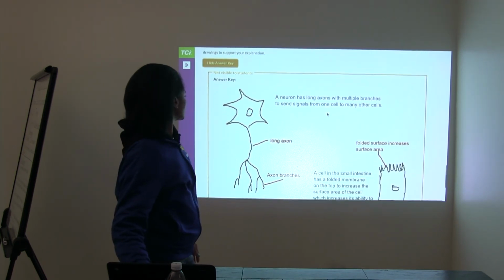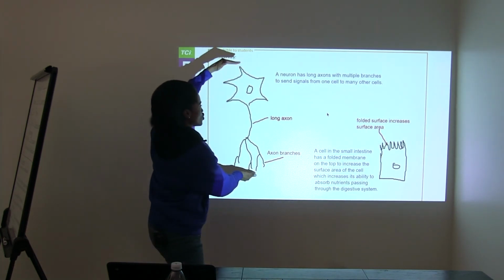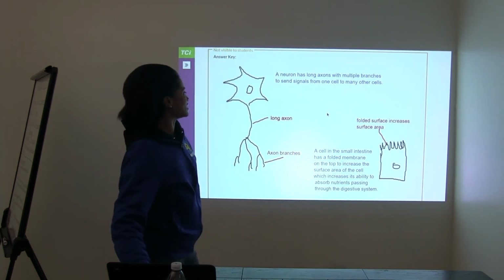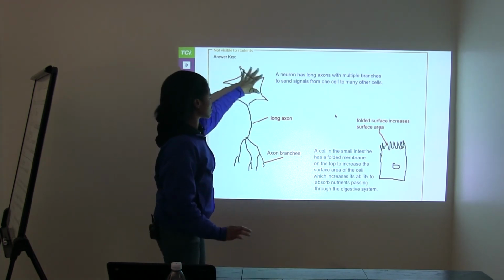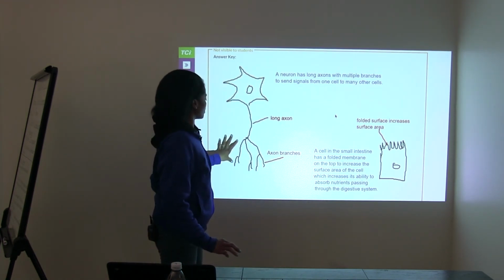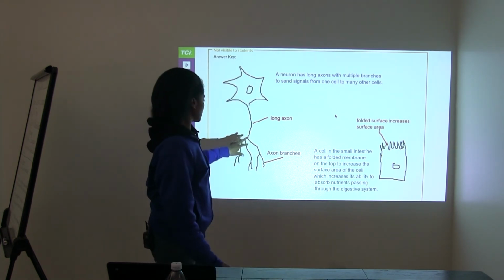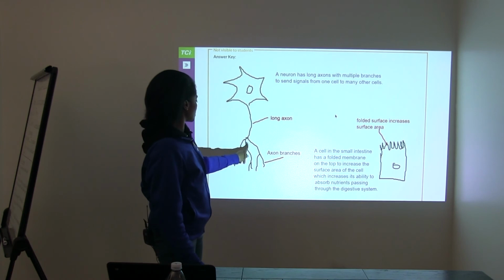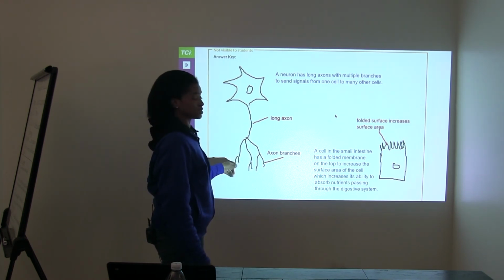All right, and so we could take a look at a neuron. Okay, it has long axons with multiple branches to send signals from one cell to many other cells. So we're looking at the structure, how it's shaped. All right, and the structure of it is going to assist in its function. All right, so because it has these branches, that helps with sending the signals.